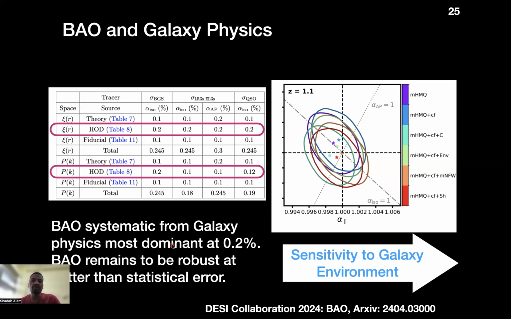But as we improve the precision of BAO, this will be one of the things that is going to hit us, and we need to be careful about how to improve upon or evaluate our understanding of galaxy physics and improve the BAO precision. Now, let me quickly talk about redshift-space distortion, which is the other probe, especially for spectroscopic galaxy surveys.